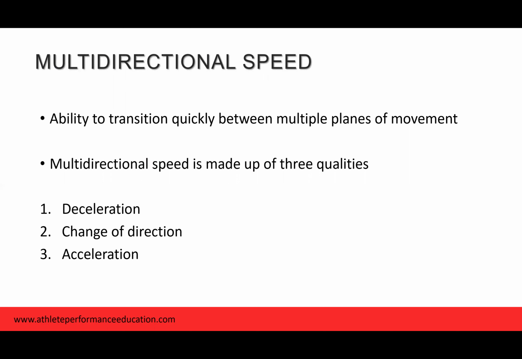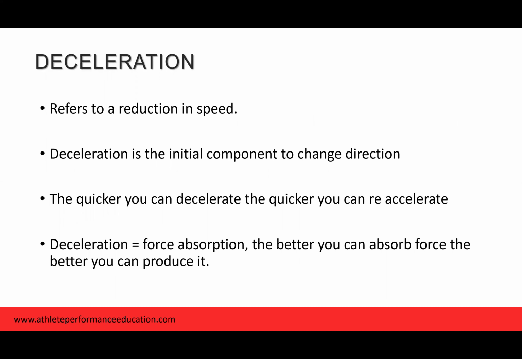As I mentioned, when we're looking at multi-directional speed, we're looking at the ability to transition quickly between multiple planes of movement. We're looking to change our displacement over a certain area and end up in a different direction. And it's made up of those three qualities: deceleration, change of direction, and acceleration. Now, deceleration in multi-directional speed refers to a reduction in speed or a lowering of your speed of movement.